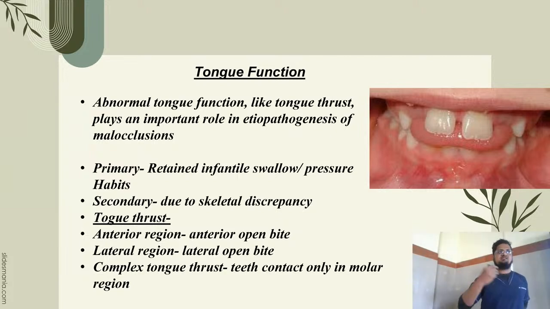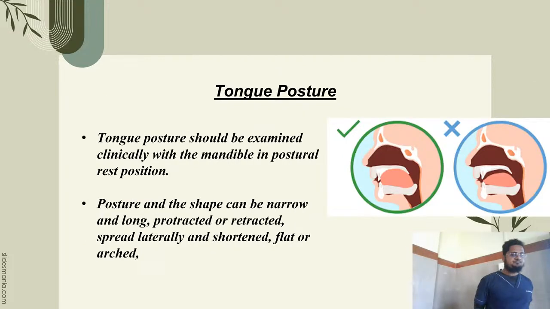If the tongue thrust is lateral, it causes a lateral open bite, and it can be a complex tongue thrust causing contact only in the molar region. The rest of the regions have an anterior open bite. Tongue posture should also be examined physically with the mandible in postural disposition.